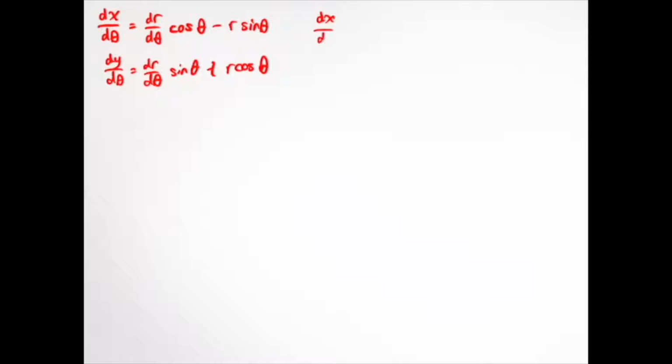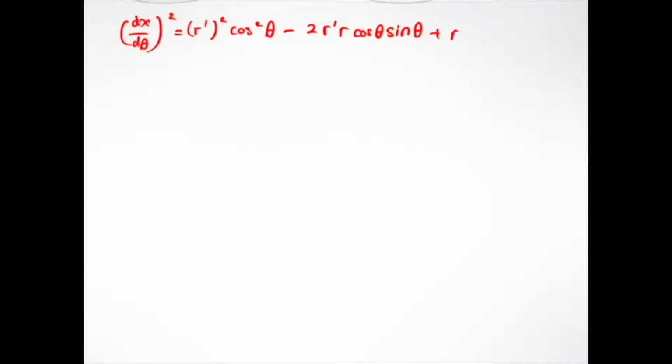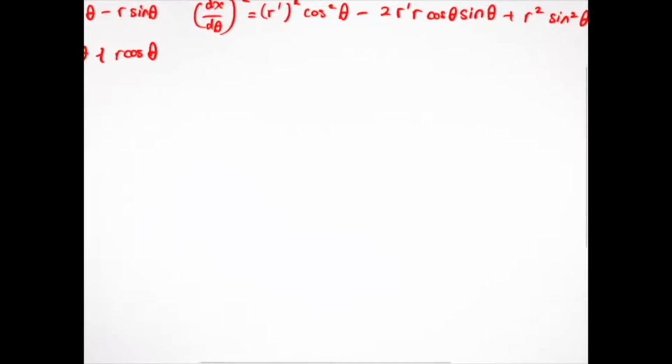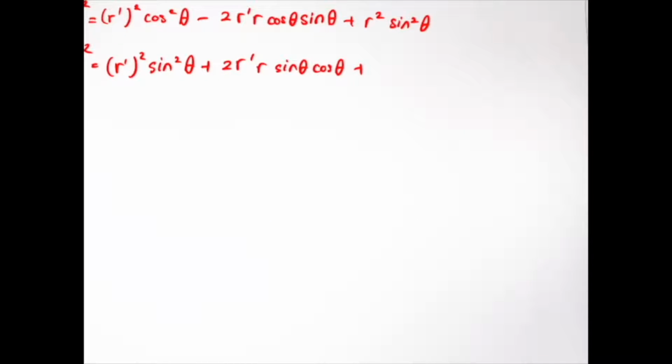To match what we have under the square root, we will square dx over d theta and dy over d theta, which will give us that dx over d theta squared is equal to r prime squared cosine squared theta minus 2r r prime sine theta cosine theta plus r squared sine squared theta, and that dy over d theta squared is equal to r prime squared sine squared theta plus 2r r prime sine theta cosine theta plus r squared cosine squared theta.